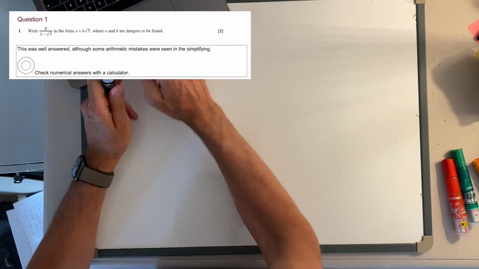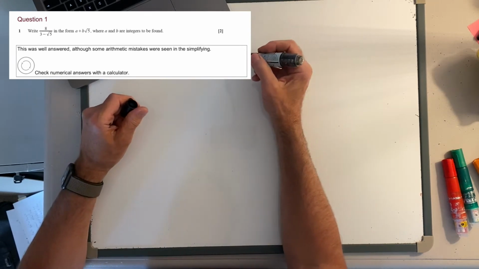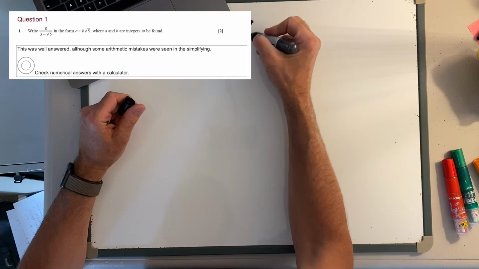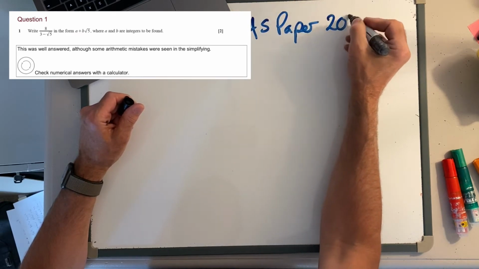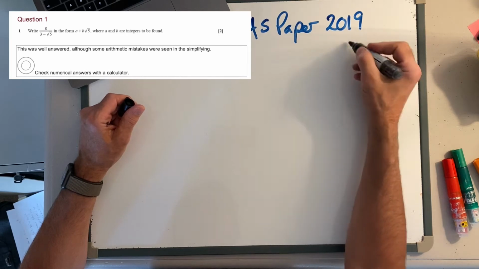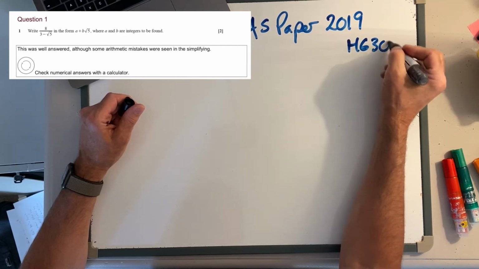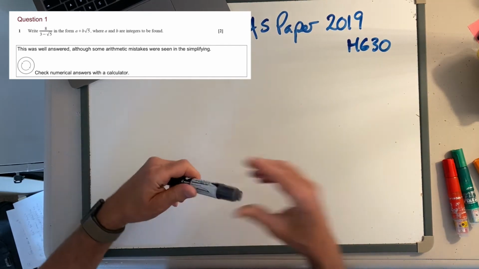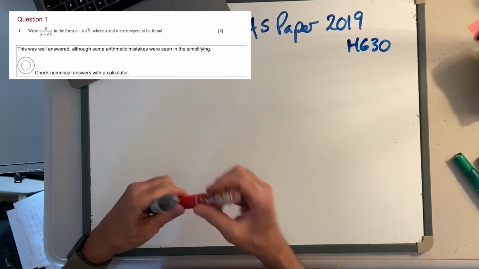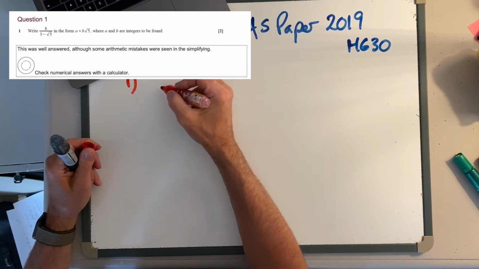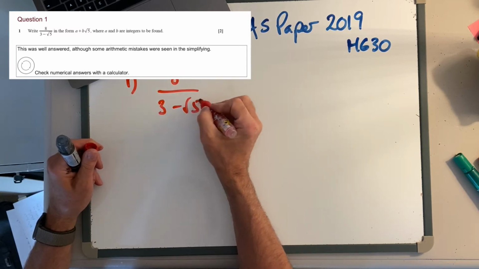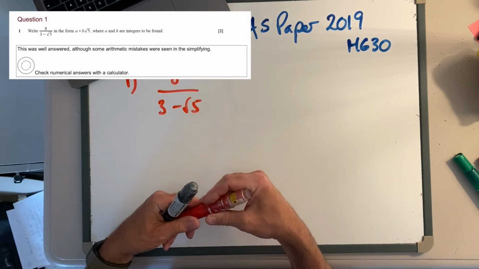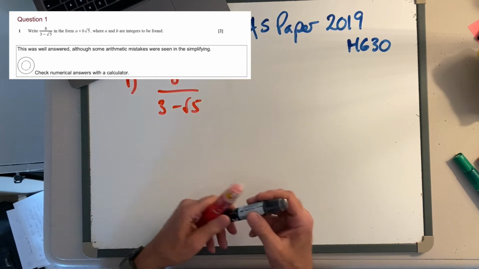So what I'm doing is I'm looking at the AS paper, and it is the 2019 H630. The first question says write 8 over 3 minus root 5 in the form a plus b root 5. So rationalize the denominator.